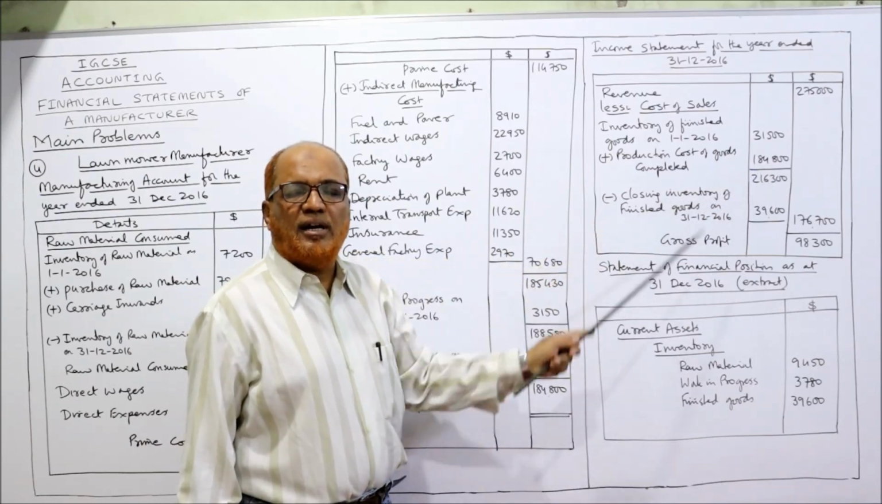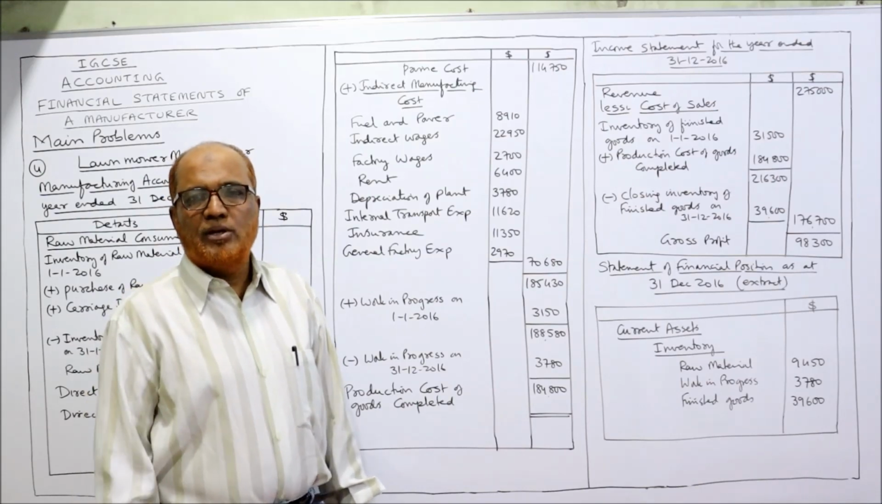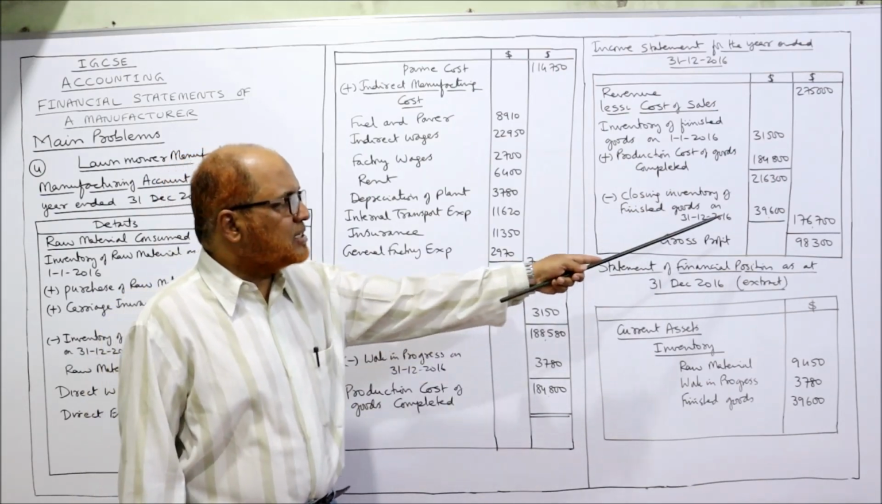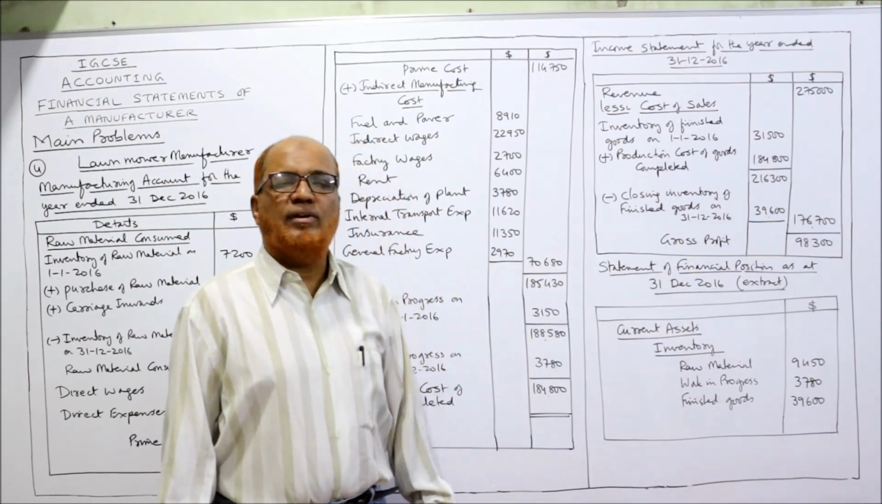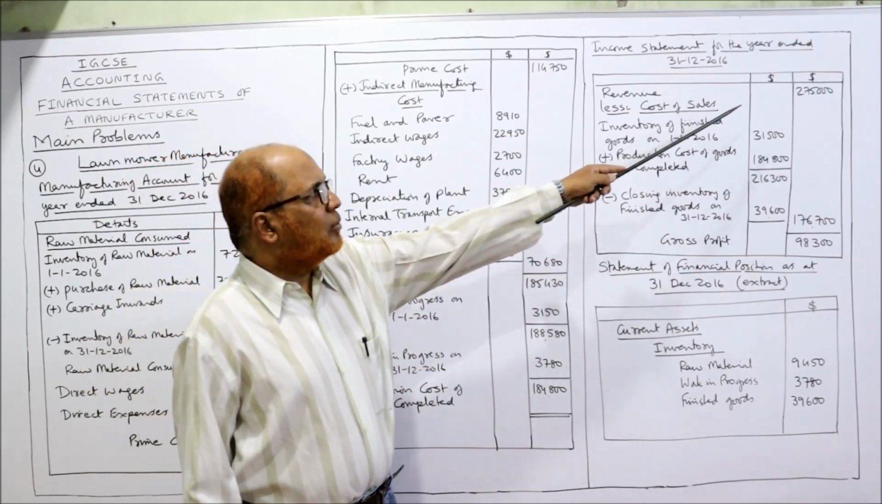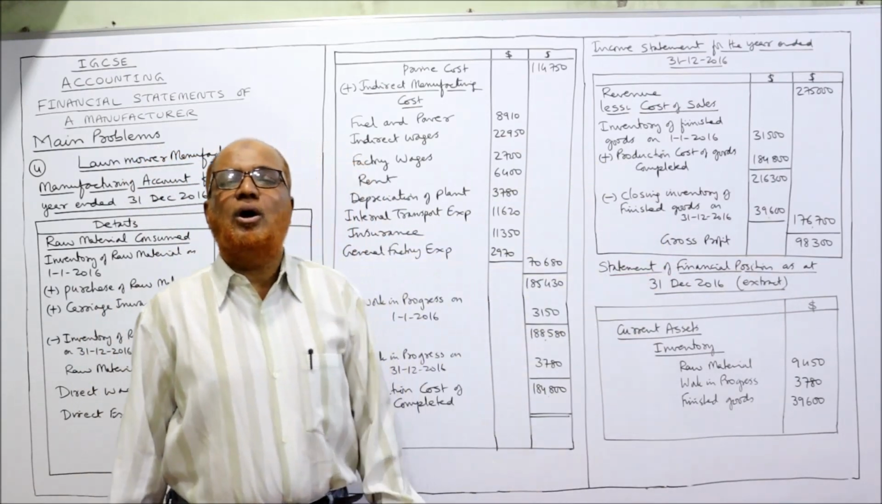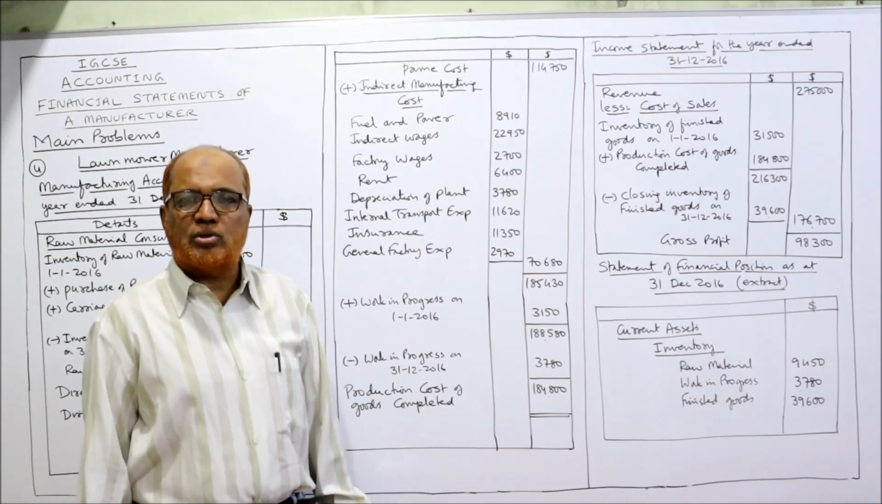From 216,300, deduct the closing inventory of finished goods. So closing inventory of finished goods is 39,600. Deduct 39,600, you'll get 1,76,700. This is the cost of sales. So revenue minus cost of sales, you will get the gross profit. That is the income statement, trading account.